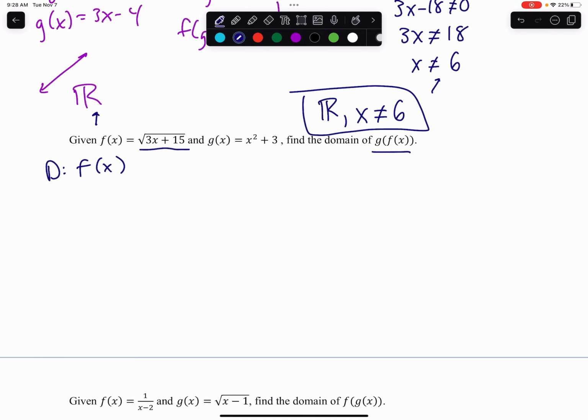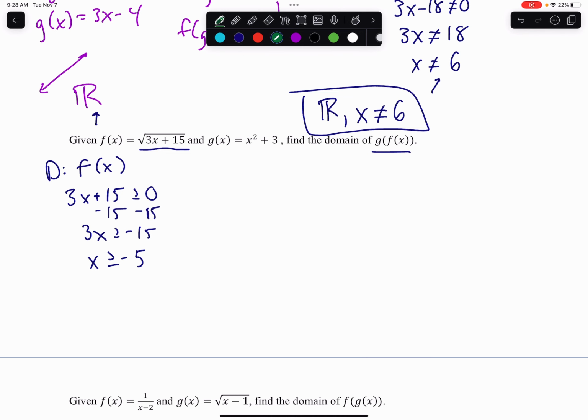What can happen inside the radical? We can't have a negative. So all the numbers we can have are going to result in 3x plus 15 being greater than or equal to 0. Solve that inequality. You get 3x is greater than or equal to negative 15. Divide both sides by 3, and you get x is greater than or equal to negative 5. So we can only plug numbers that are negative 5 or greater into f of x.